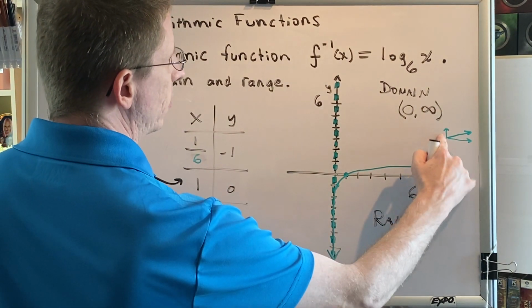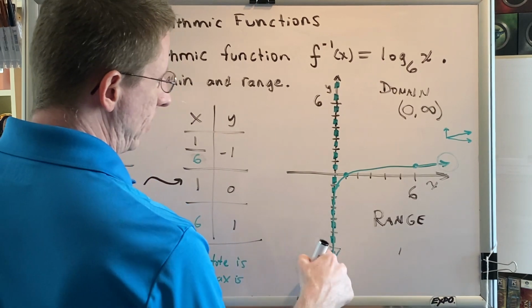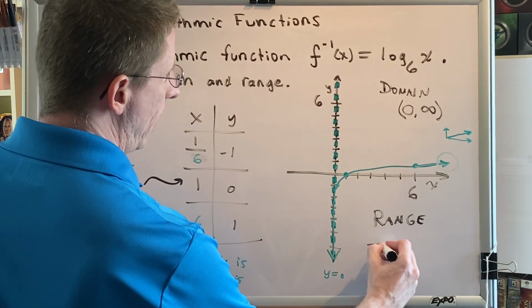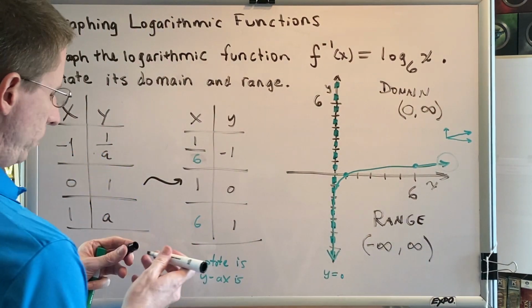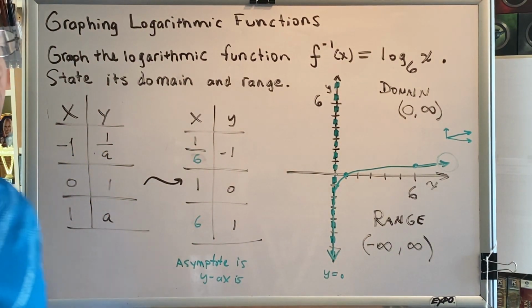So since this is going up forever, and since this is going down forever, the range will be from negative infinity to positive infinity. We have now completed this problem.